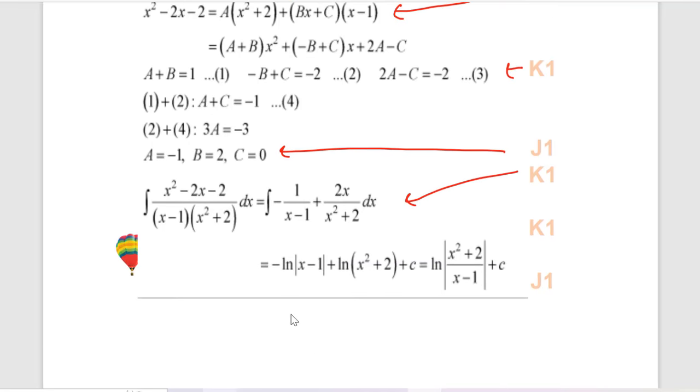And then, next step adalah awak kena integrate. So, this one awak integrate. Integrate 1 over X minus 1 dapat negative ln X minus 1. Then, this one, integrate dia. Awak akan dapat ln X square plus 2. Ini dapat K1. Dan, this one awak boleh simplify. Sebab ini plus kan. Ini minus. So, kita boleh dapat ln X square plus 2 over X minus 1 plus C. So, ini dapat J1. Okay, itu untuk question number 2. Okay.